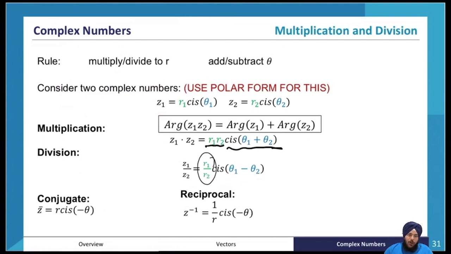Some other really common polar forms: if we're writing the conjugate of a complex number that's already in polar form, we just take the negative of the angle. For the reciprocal, we reciprocate the magnitude and negate the angle, or the argument.